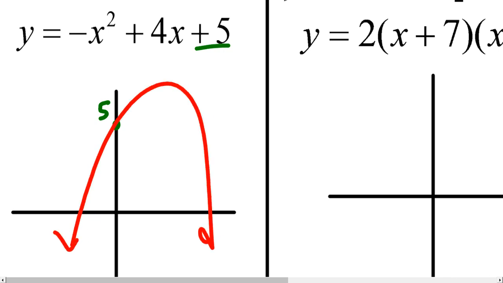What are some things I don't know? I have no clue where the vertex is. I have no clue where the x-intercepts are. That's the downside of standard form, is I need to do more work in order to get those pieces of information. But standard form will tell you where the y-intercept is.